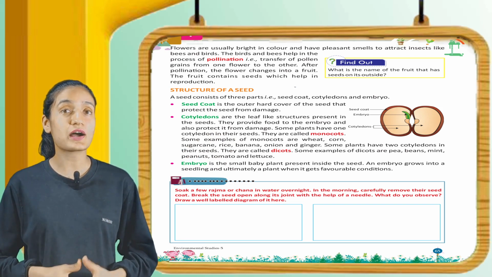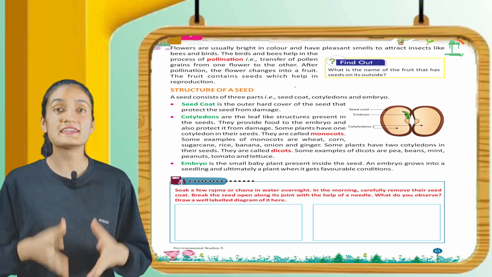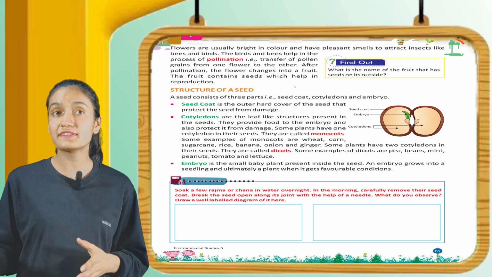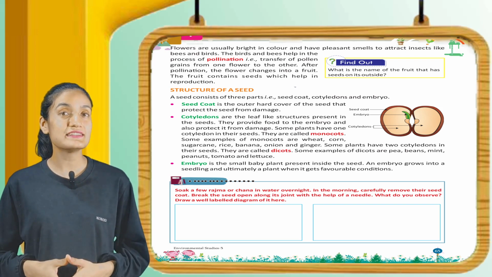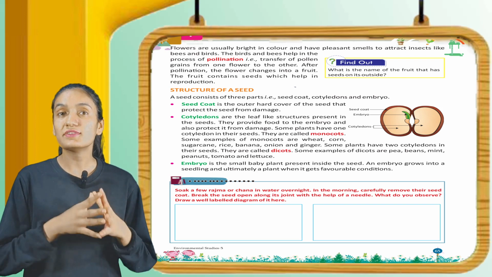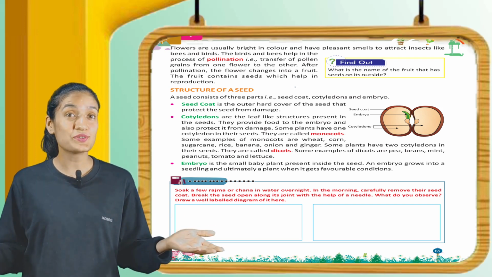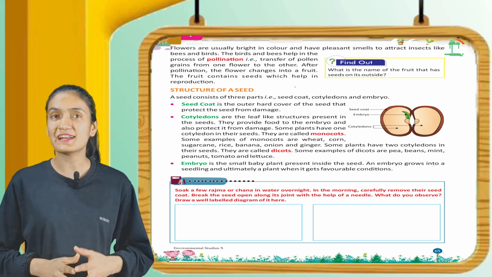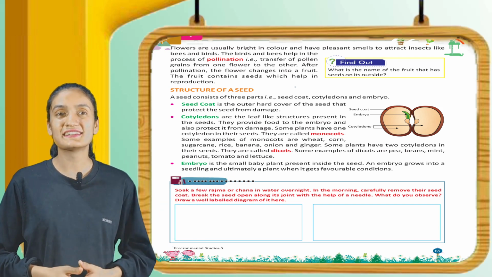Soak a few rajma or chana in water overnight. In the morning, carefully remove their seed coat. Break the seed open along its joint with the help of a needle. What do you observe? Draw a well-labeled diagram of it here.